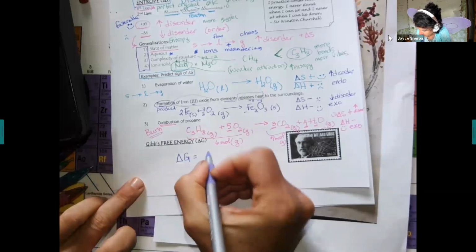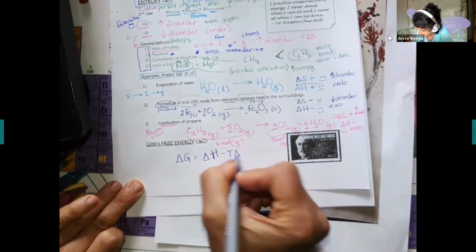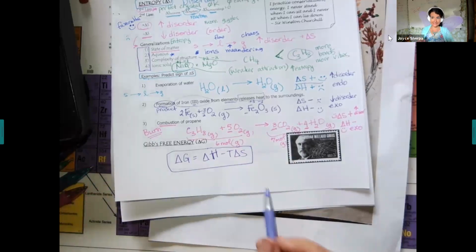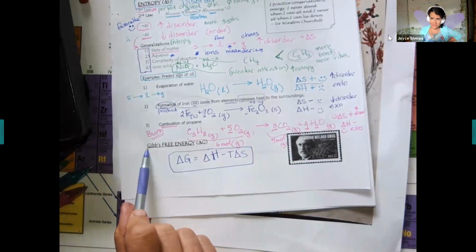In case, oops, sorry, that's delta H minus T delta S. I should have asked if anybody knew it. So delta G equals delta H minus T delta S. He called it free energy. They call it Gibbs free energy in honor of him.